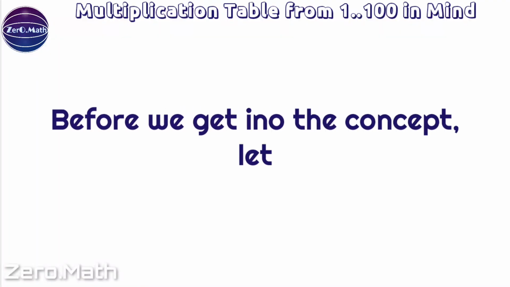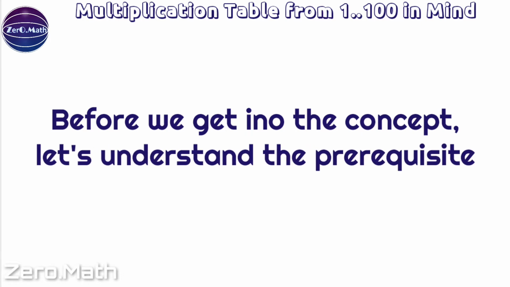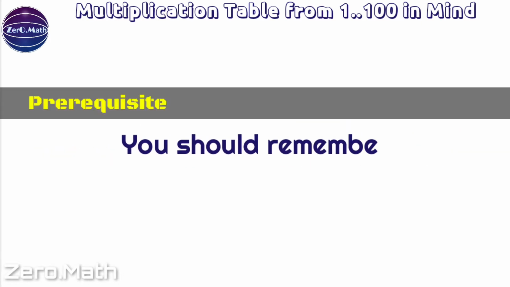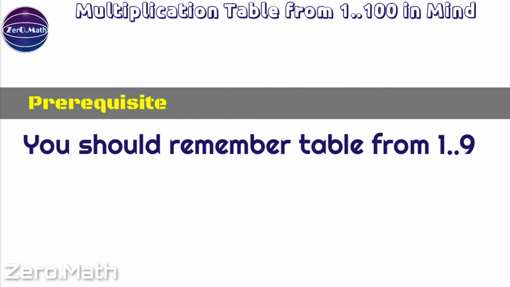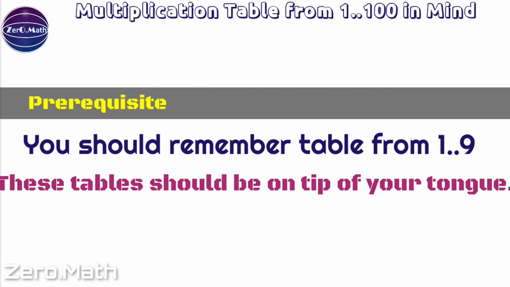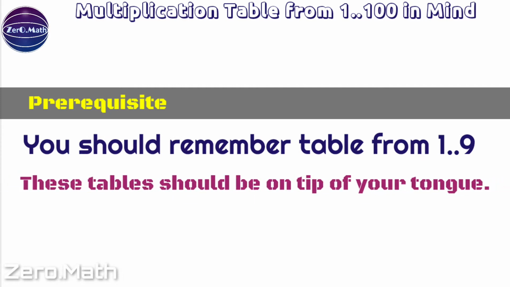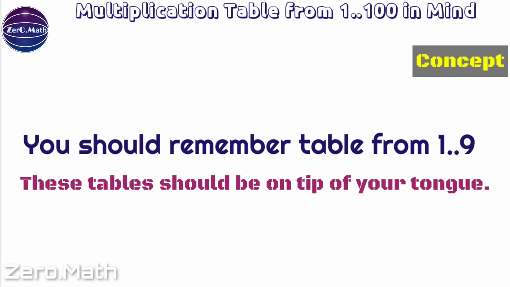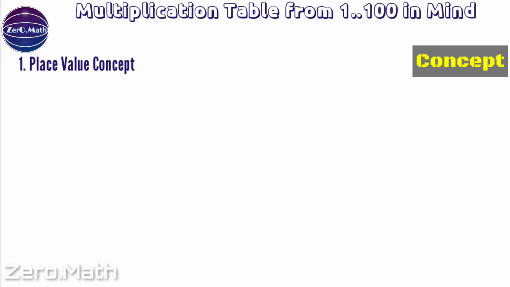Before we get into the concept, let's understand the prerequisite. The prerequisite is you should remember the table of the numbers from 1 to 9. When I say you should remember, it means this table should be on the tip of your tongue. Coming to the concept, you should know the place value concept, which you would have learned at the school level.